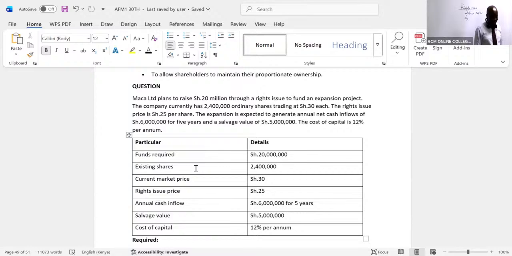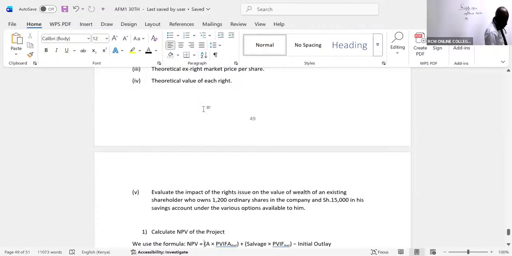Marker Limited plans to raise 20 million through a rights issue to fund an expansion project. It is not in the past paper, it's in the handout that I've sent. If you don't have it, I'll summarize the figures. The handout that I've just sent, go to page number 49.